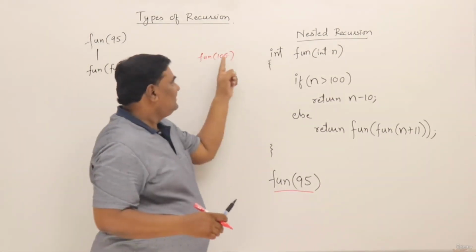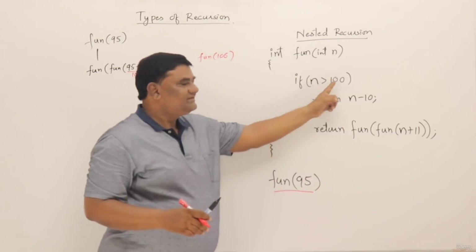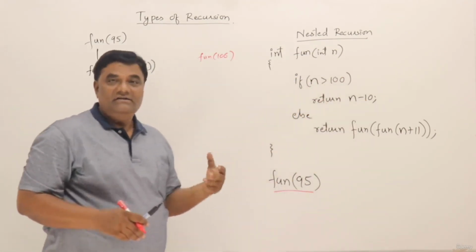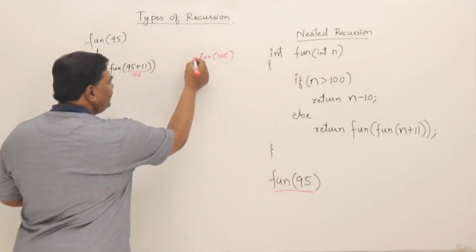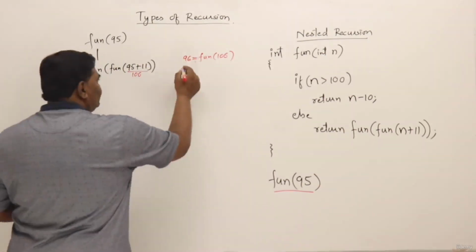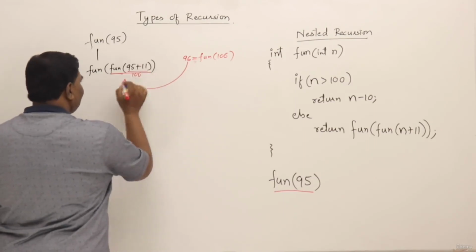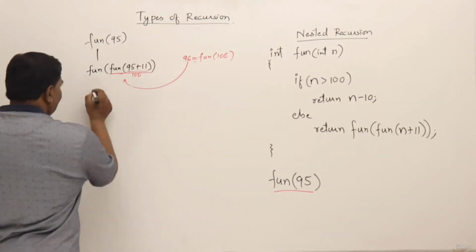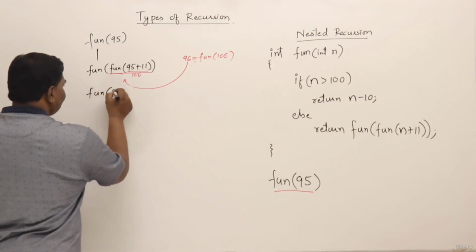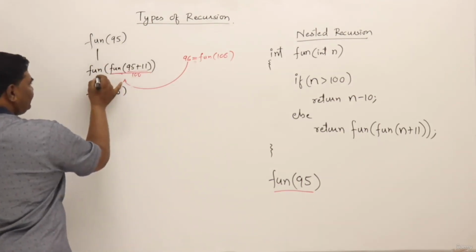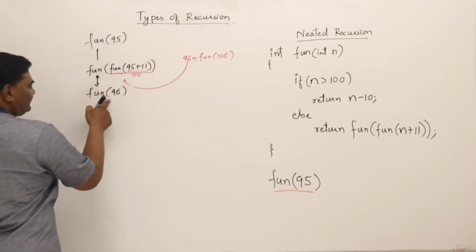Let us check this call. Fun of 106. 106 is greater than 100, so it returns 106 minus 10, that is 96. So the result of this function call is 96, and this has to be placed here. So it becomes fun of 96. Actually we started with 95, then the next call is nothing but 96.